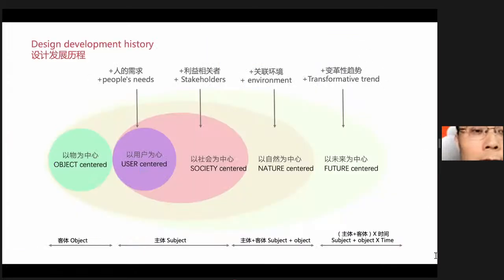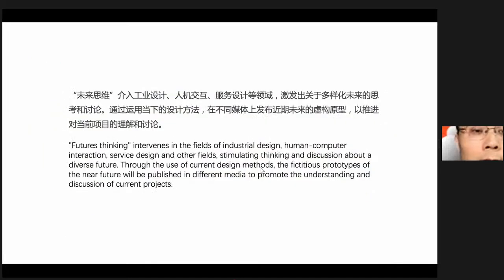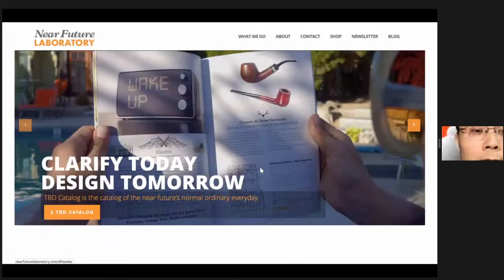In the past, design was object centered, then user centered, and society centered. And now it is more emphasizing nature oriented and future centered. It puts forward questions and comes up with possible solutions. We see that futures thinking intervenes in the fields of industrial design and human-computer interaction. We just released the blue paper in various areas, including human-machine interaction, where there may be possibilities of applying futures thinking.